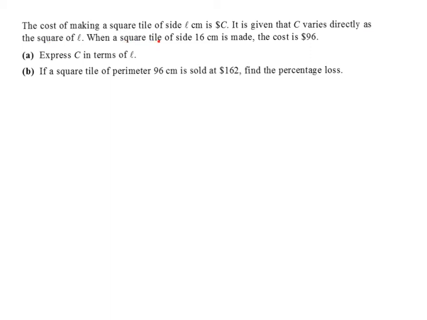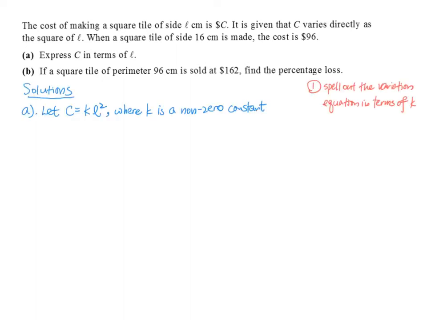And when the square tile of side 16 cm is made, the cost is $96. So A, express C in terms of L. The first step is you spell out the variation equation. So here's the equation because C, as the subject, varies directly. Okay, so here's the terminology: varies directly as this quantity. So C equals K times L squared. But K must be non-zero.